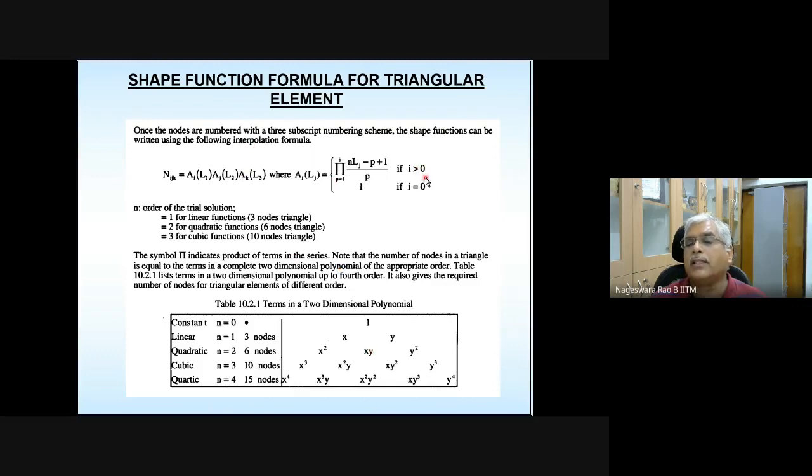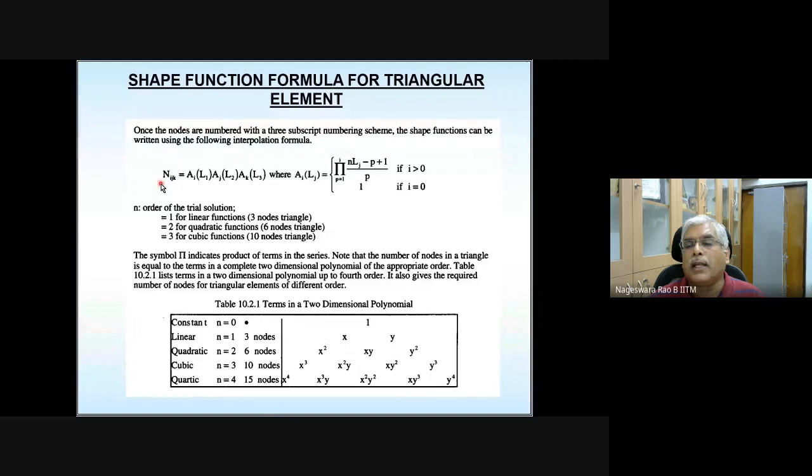Whatever is given in this particular slide, you need to make a note of this entire thing because finally your shape function expressions are going to depend on this. So please take a note of this quickly. I'm going to wait for a minute here because I cannot come back and forth to this slide. When we see an example, you will easily understand how these shape function expressions are derived.